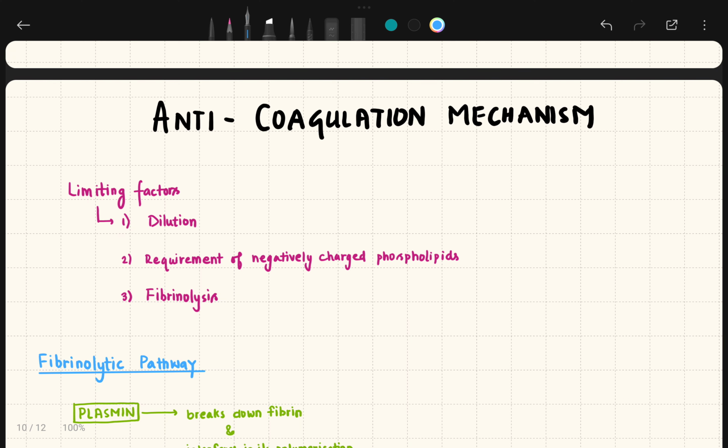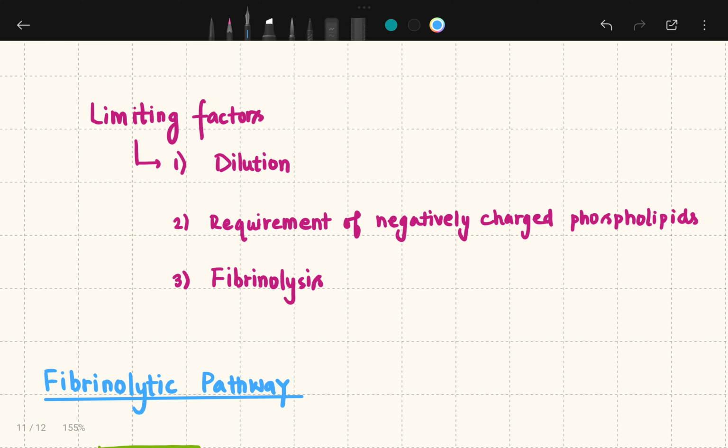First of all, let's know about the limiting factors which are going to limit the coagulation process. First of all is dilution. What do you mean by dilution? When the blood starts flowing through the site of the injury or the site that is healed, and where the coagulation factors have been accumulated, it will wash out these coagulation factors and take them towards the liver. So blood flow will take the coagulation factors which were causing coagulation and platelet aggregation to the liver, and there in the liver they will be degraded.